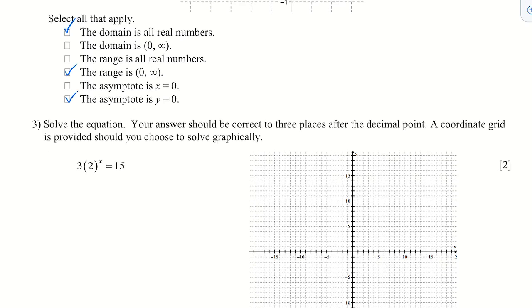Okay, so with this graph, I'm going to end up dividing both sides by 3. So the 3's cancel. I'm now left with 2 to the x is equal to 5. Now to actually figure this out, I'm going to say y1 is going to be equal to 2 to the x, and y2 is going to be equal to 5.